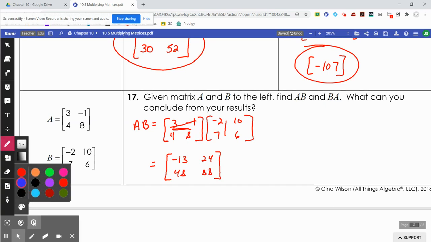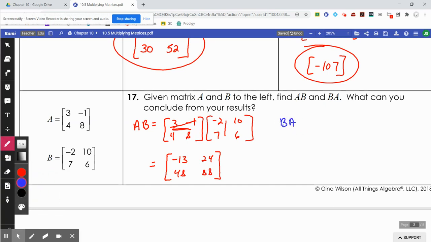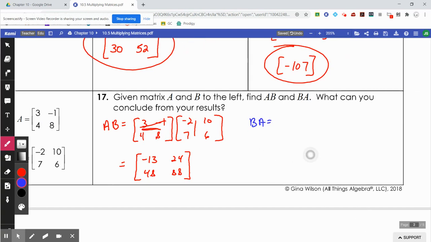So next up, let's find B times A. B times A will be negative 2, 10, 7, 6 times 3, negative 1, 4, and 8. Same thing, rows by columns. Negative 2 with 3, 10 with 4, that's negative 6 and 40. Negative 6 and 40 would be a 34.